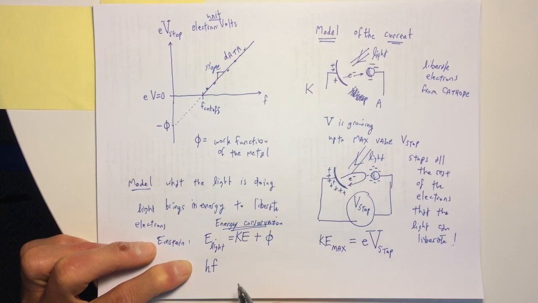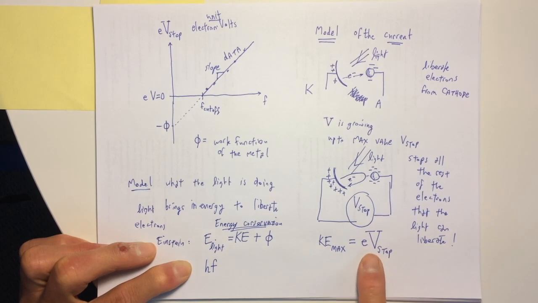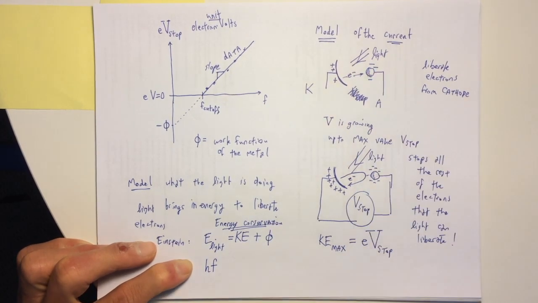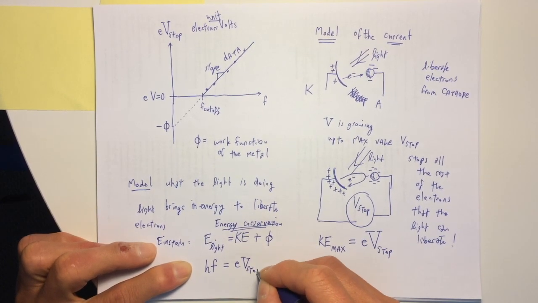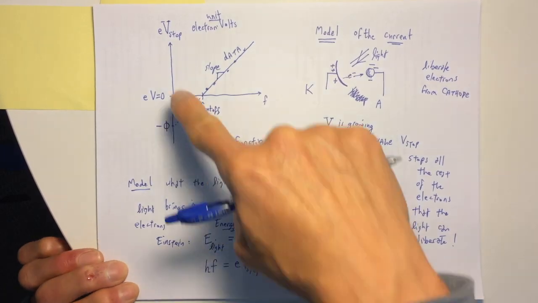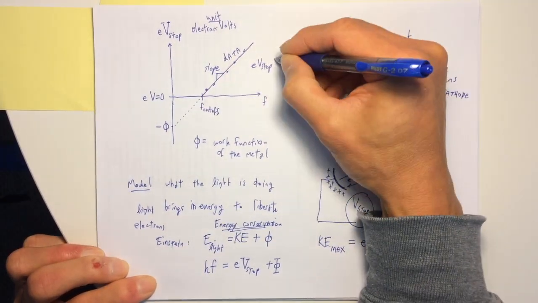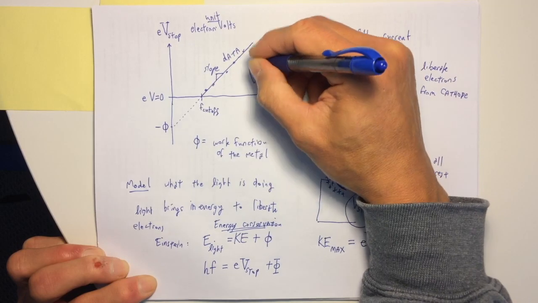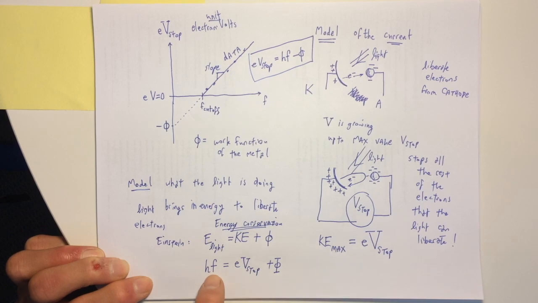So the kinetic energy idea is that there is a maximum available kinetic energy that is the measured stopping potential times the charge of the object trying to cross that potential gap. And so you write this eV_stop and then add the phi like this. And if you subtract the phi over, it looks like this equation, or this line. This line looks like eV_stop equals hf minus phi right here. Okay, so this is Einstein's model. It depends on the frequency.